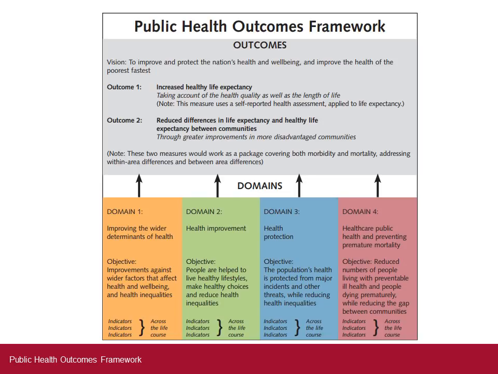The framework focuses on the two high-level outcomes that are aimed to be achieved across the public health system and beyond. These two outcomes are increased healthy life expectancy and reduced differences in life expectancy and healthy life expectancy between communities. These outcomes reflect a focus not only on how long we live, our life expectancy, but on how well we live, our healthy life expectancy, at all stages of the life course.